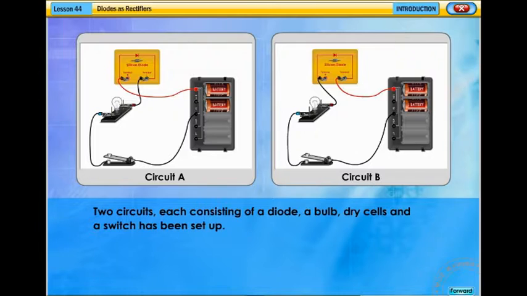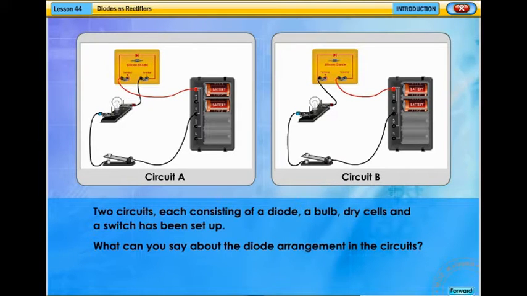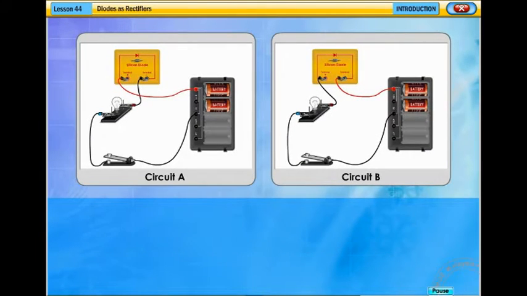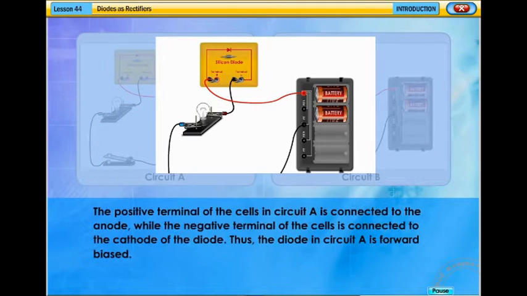Two circuits, each consisting of a diode, a bulb, dry cells, and a switch have been set up. What can you say about the diode arrangement in the circuits? The positive terminal of the cells in circuit A is connected to the anode, while the negative terminal of the cells is connected to the cathode of the diode. Thus, the diode in circuit A is forward biased.